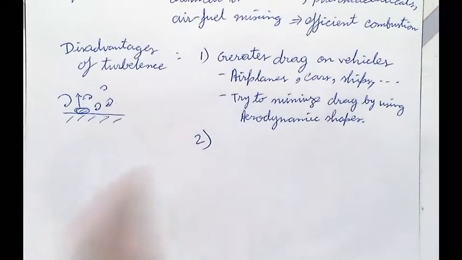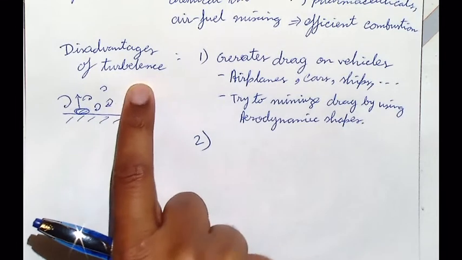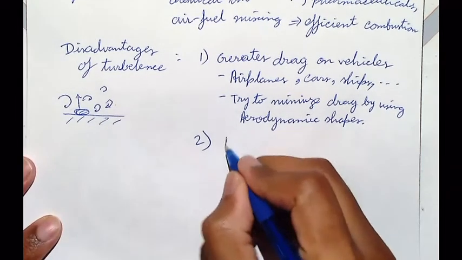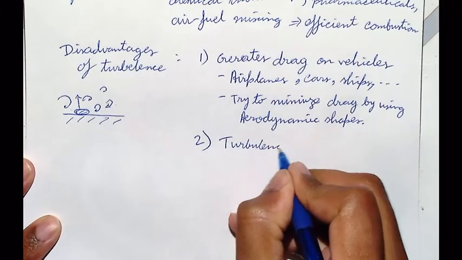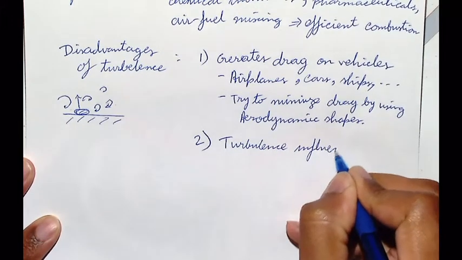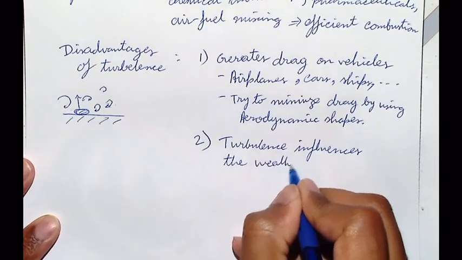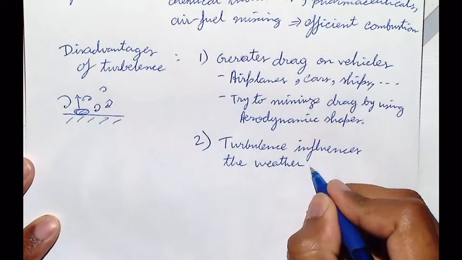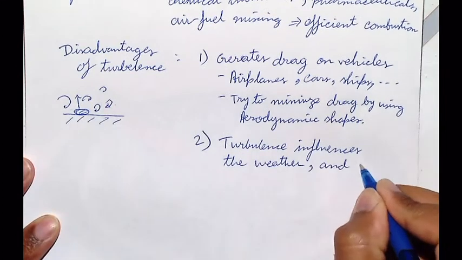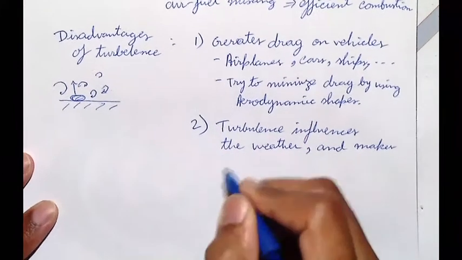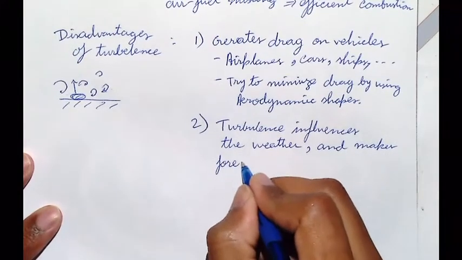All right. So now, give me your answer. The weather prediction? Yeah, weather prediction cannot be done accurately for a long duration, exactly because of this. Okay. Turbulence influences the weather and makes forecasting difficult.